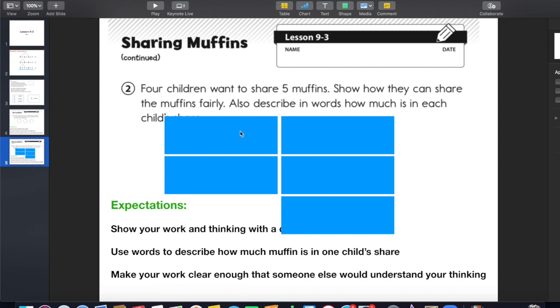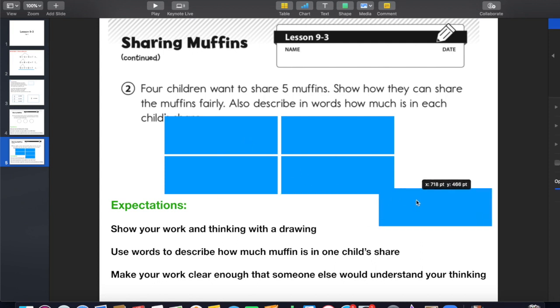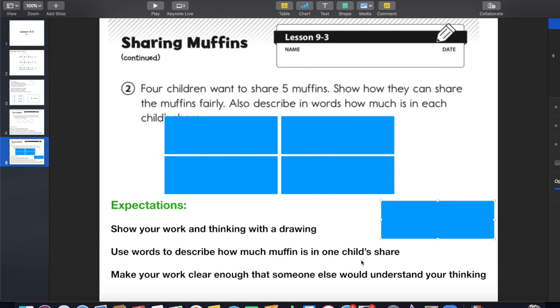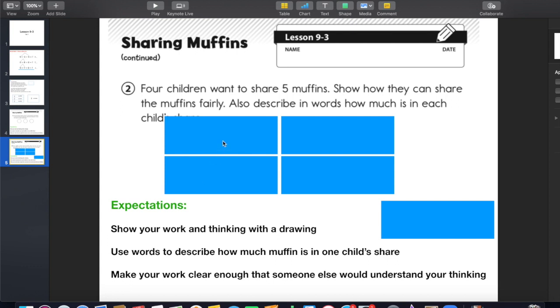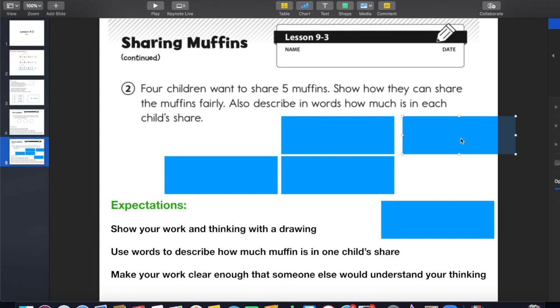Whether you make circles or rectangles, you want the picture to show what you're thinking, okay? Then you have to use words to describe how much muffin is in one child's share, and you want to make your work clear enough that someone else would understand your thinking. So these are the 2 problems that you're working on today, and make sure you save them because tomorrow we're going to go back through and review some sample answers and revise our work and make some changes. Good luck!